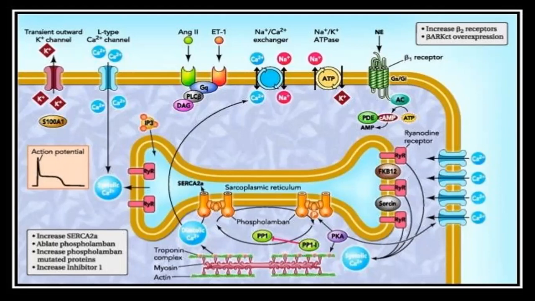The ryanodine receptor channels, which are present in the sarcoplasmic reticulum, are a different isoform from that present in the skeletal muscle. In the skeletal muscle, they are mechanosensitive channels. In the cardiac muscle, they are chemosensitive channels. So when calcium enters the cell, this will cause opening of the ryanodine receptor channels, and as a result, calcium will pour out from the sarcoplasmic reticulum into the sarcoplasm.